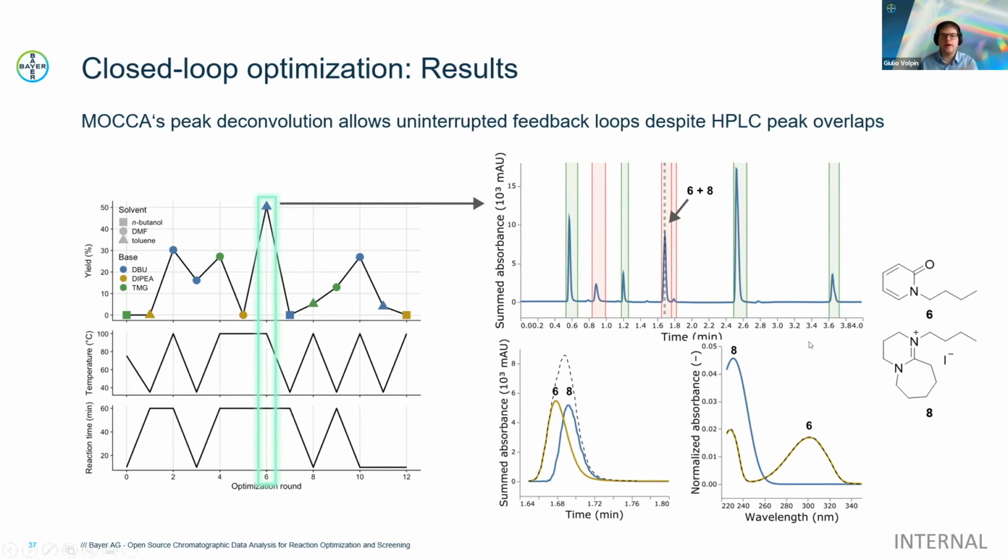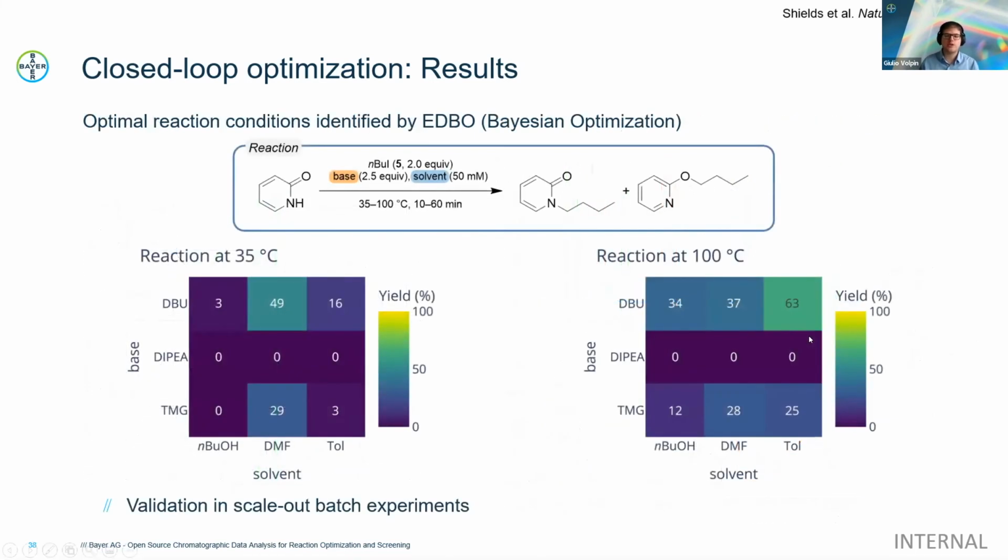And these yields are normalized because the peak can be successfully deconvoluted in an automated way by using MOCCA. And we were able to verify this, that these were actually the best reaction conditions with a scale-out experiment in which we performed the reaction in small vials. And you can see here the same conditions. DBU toluene gave 63% yield, so slightly higher yield compared to the droplet system, but the trend was pretty much the same.